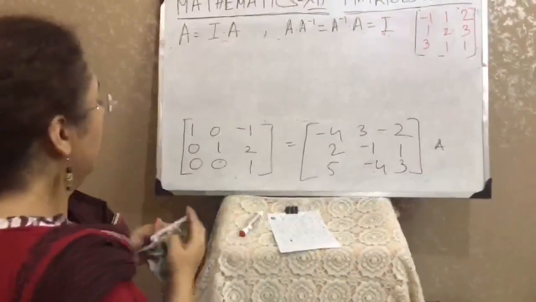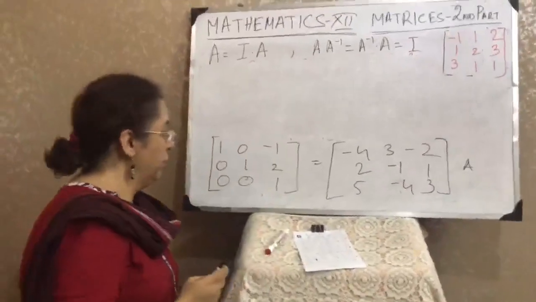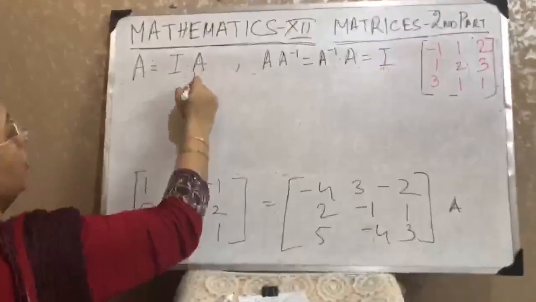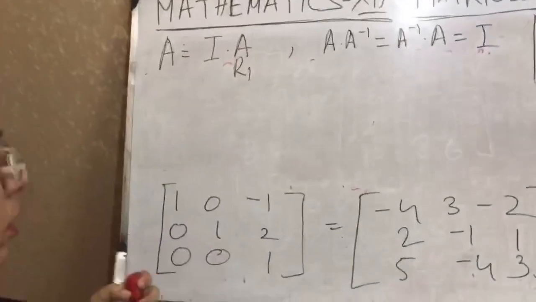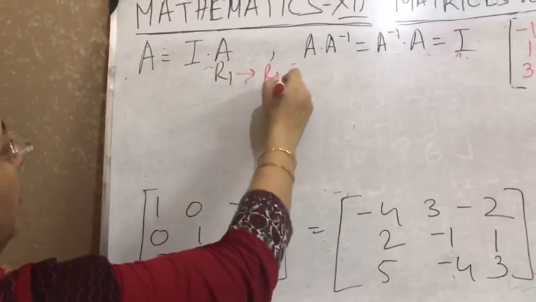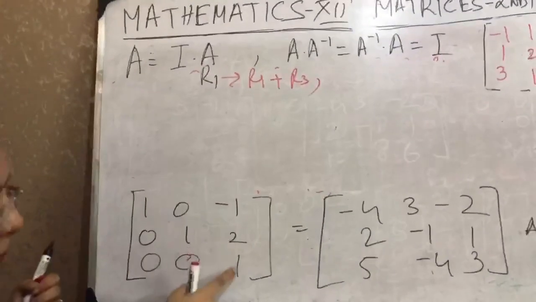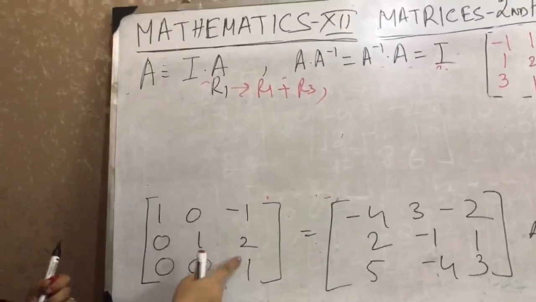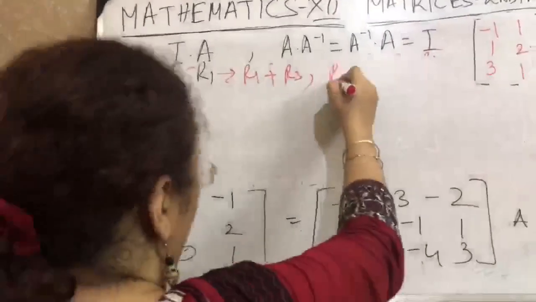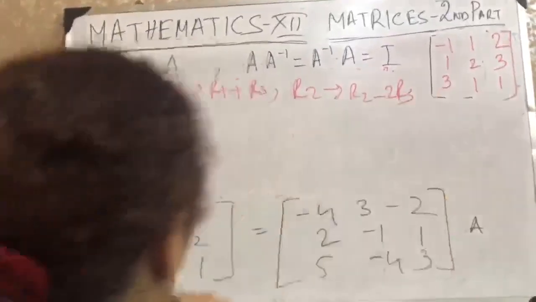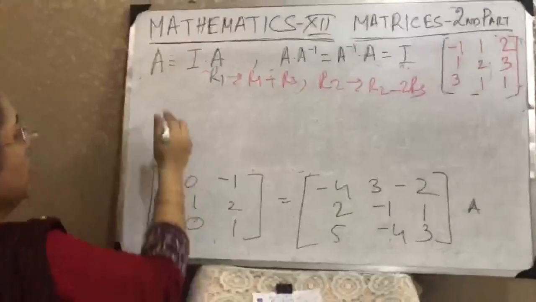What more to be done? These two elements to be made 0. That means if I make this plus this will get a 0. That means R1 goes to R1 plus R3. And 2 minus 2 into 1 will give me 2 by minus 2, 0. That means R2 goes to R2 minus 2 R3. Which implies no change in R3.